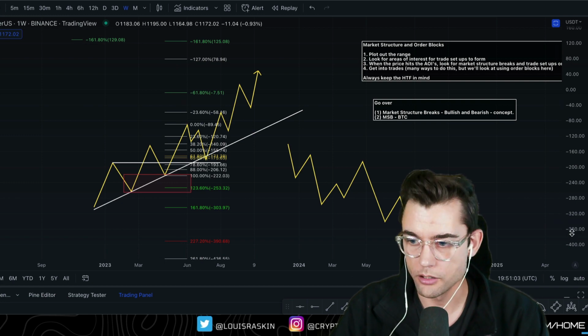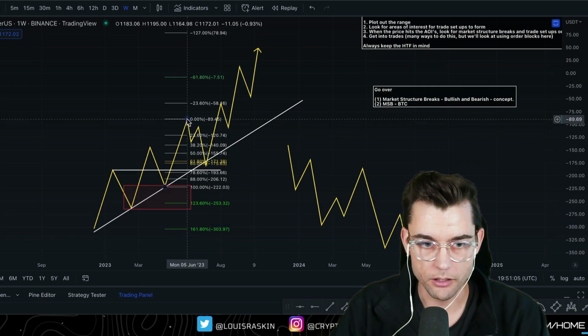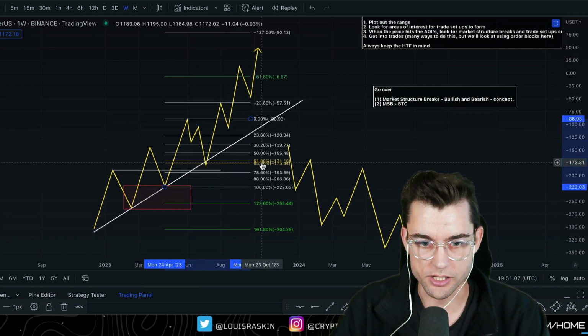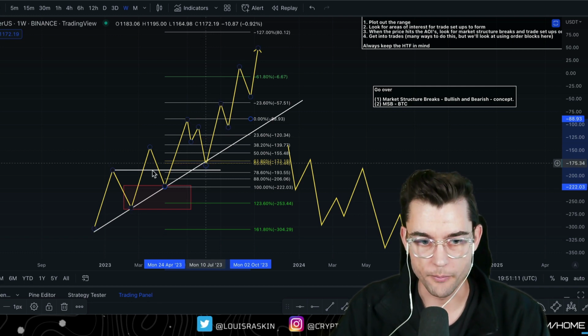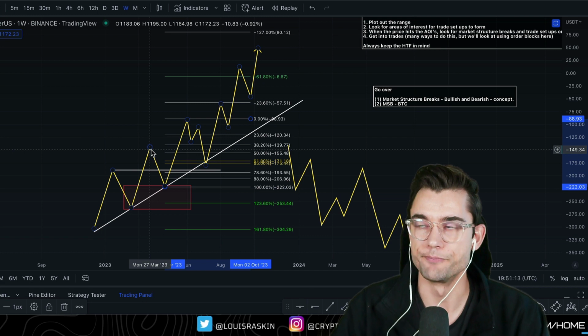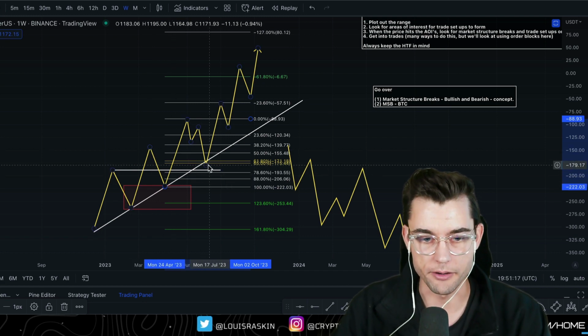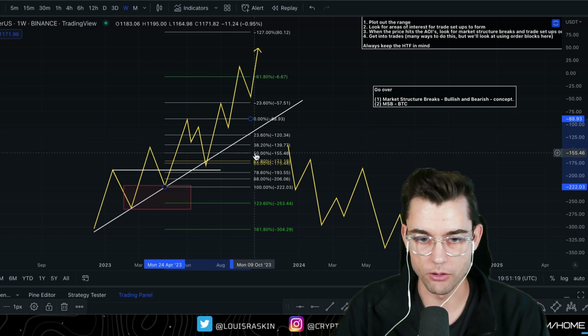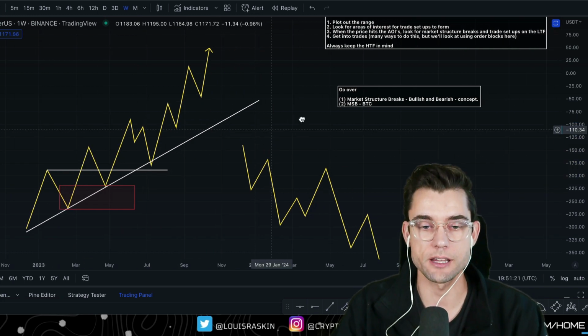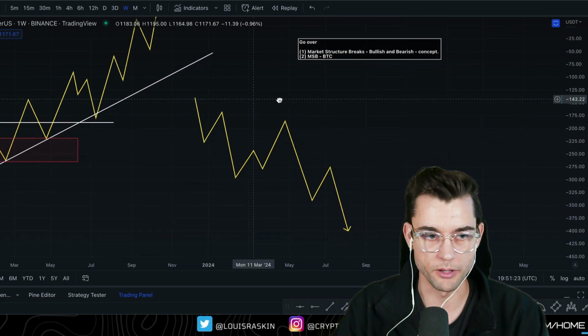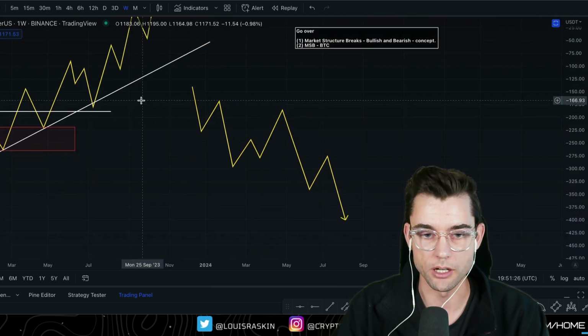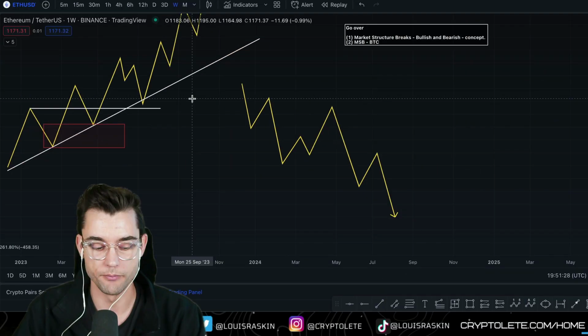Or let's say that you see that this is the range. You can plot this out and then target the 61.8, get in at the 61.8 if this is where the order block resides, or if this is a big support area or something like that. So this is like a big rundown on order blocks. And so let me go into the bearish order block scenario.